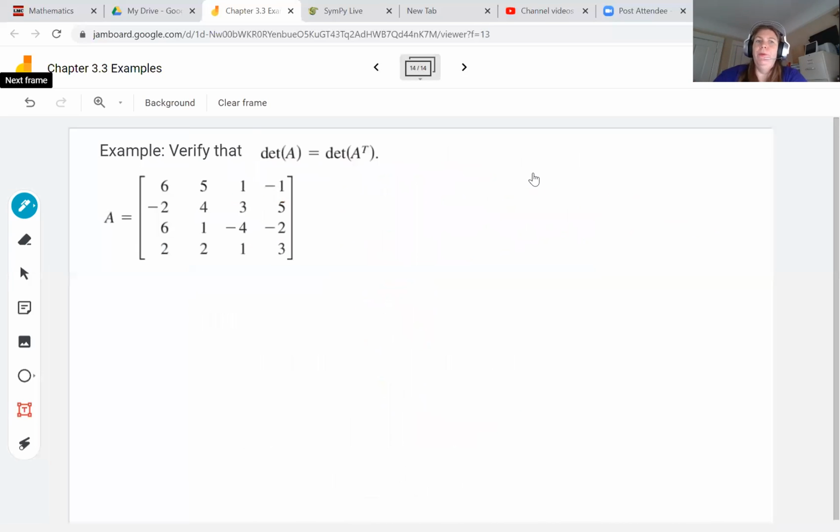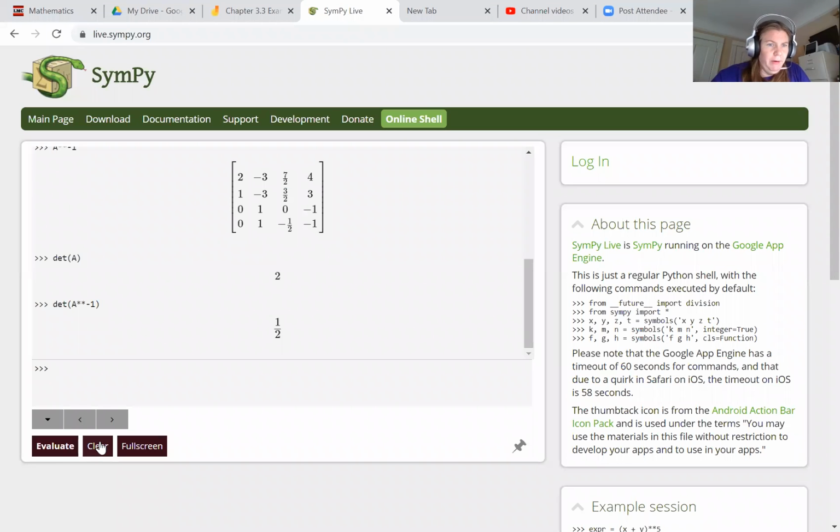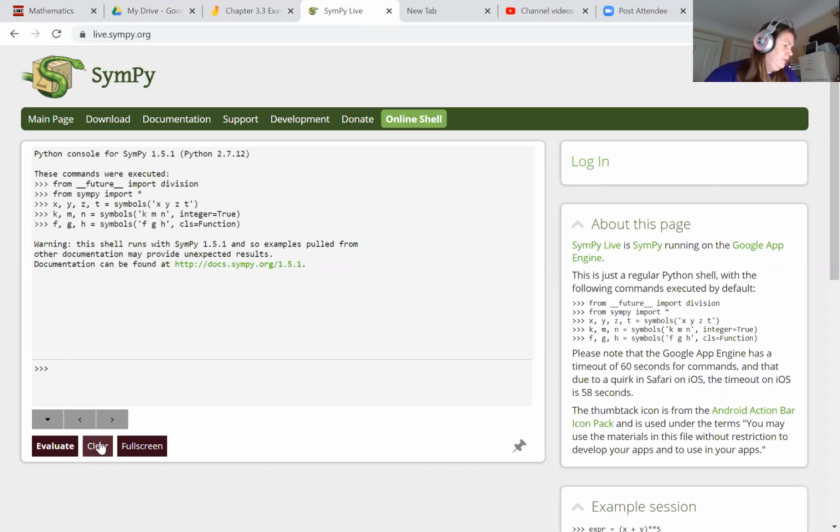All right, let's look at an example. So here is matrix A, and let's go into SymPy and verify the determinant of A is equal to the determinant of its transpose. So I'll clear out SymPy. Matrix A here is a 4x4 matrix. So we've got 6, 5, 1, and -1. Anytime you have a 4x4 matrix, be good to yourself and let technology help you. Unless you've got a nice setup with a lot of zeros in a row, you don't want to go through that calculation by hand with the cofactors.